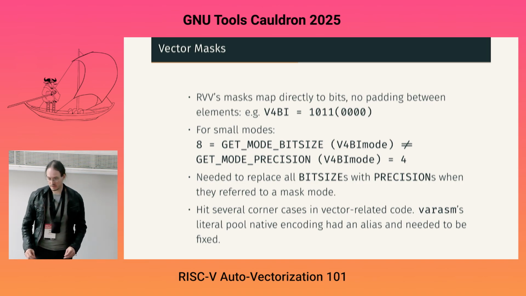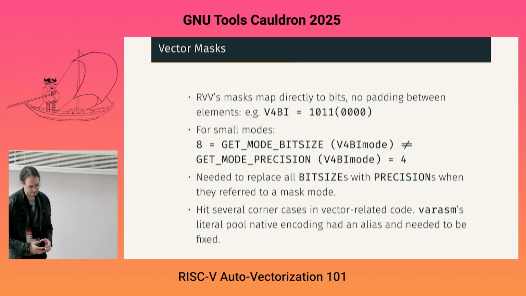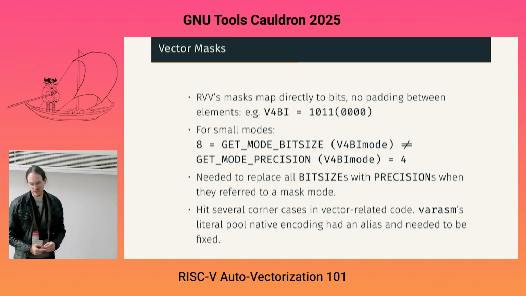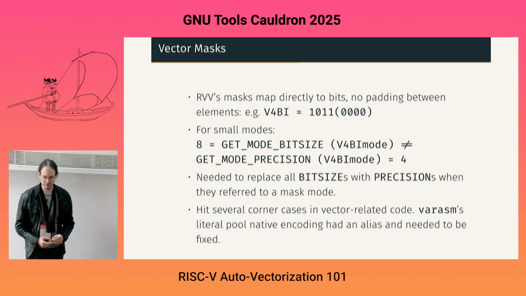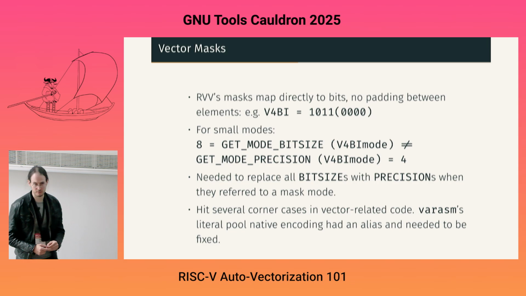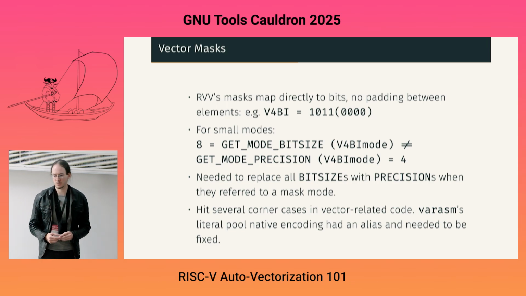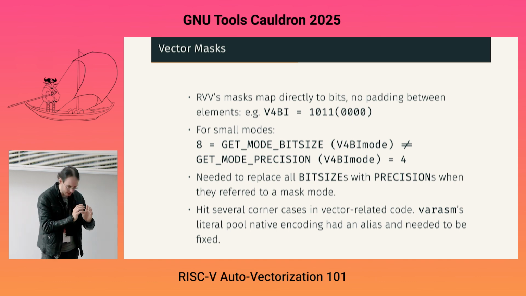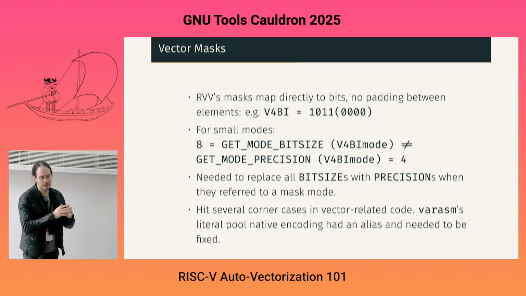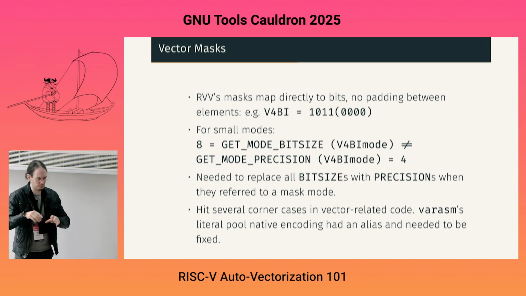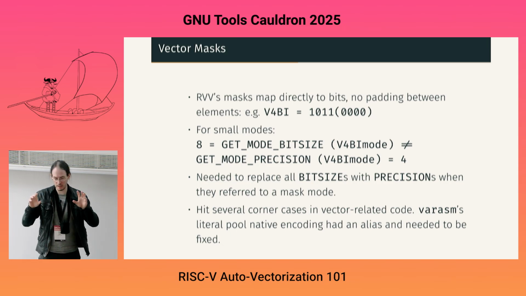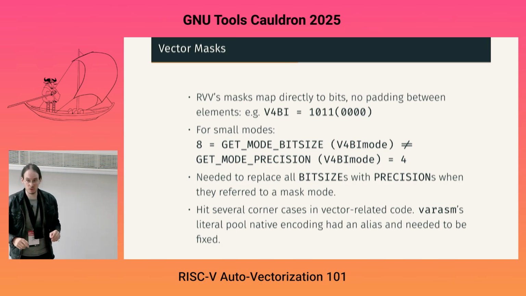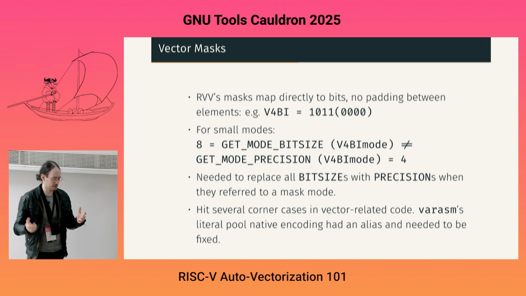So, jumping to another topic, I talked about masks. RVV vector masks are different. I'm not saying difficult, but they're different, because we don't have padding bytes in between the elements, but we lump them all together at the beginning. So it's just 1011 or so, and the padding bits are at the end. AArch64 pads differently between the elements, and GCC was only prepared to handle this other scheme, so to say.